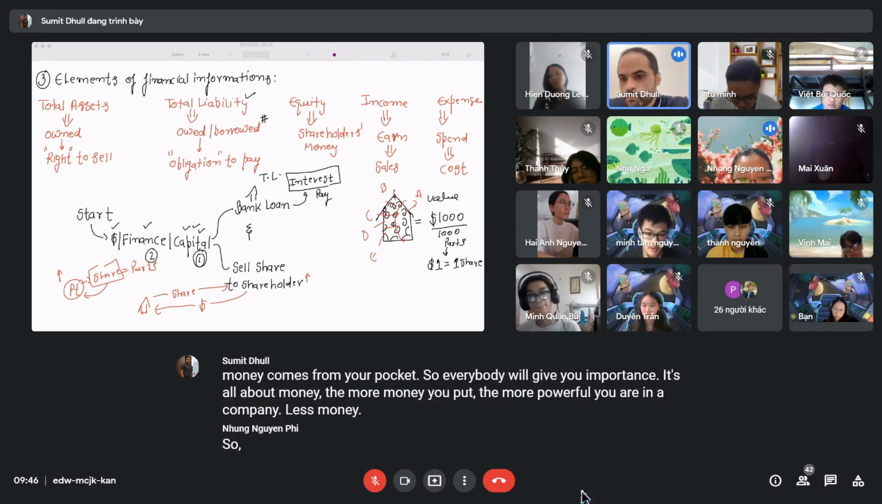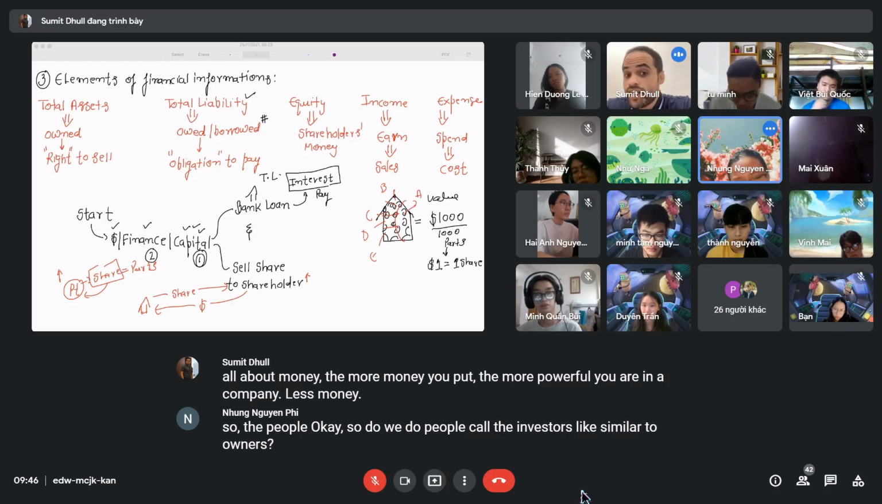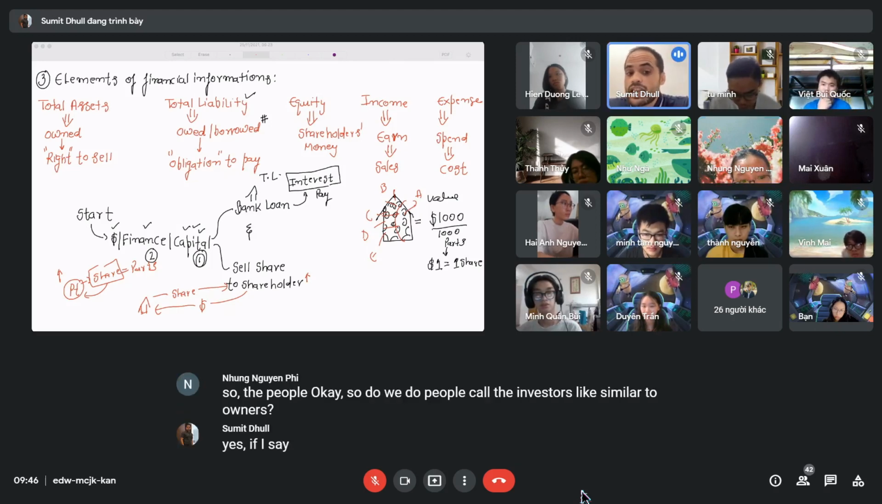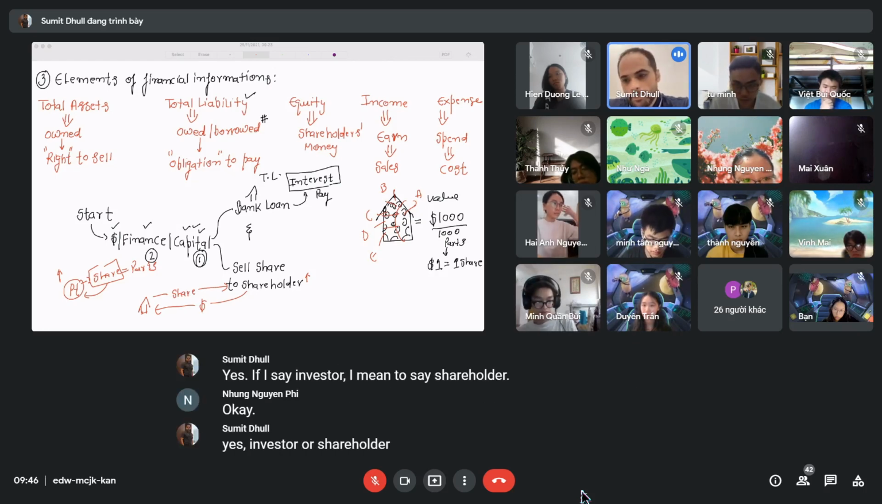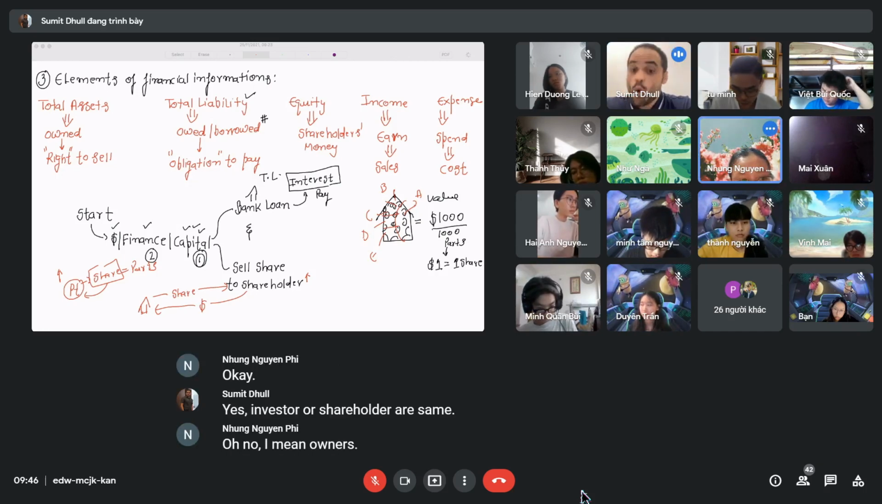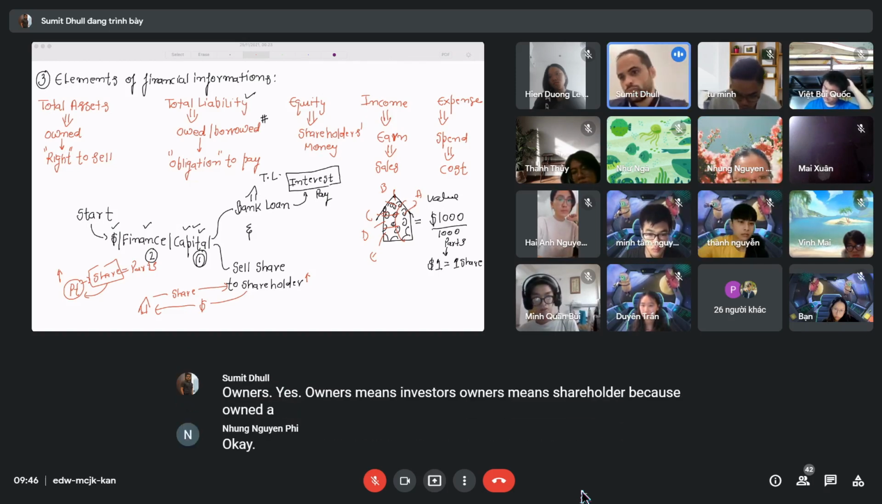So do people call the investors similar to owners? Yes. If I say investor, I mean to say shareholder. Investor or shareholder are same. Oh no, I mean owners. Owners? Yes. Owners means investors. Owners means shareholder. Because they own a company's value.